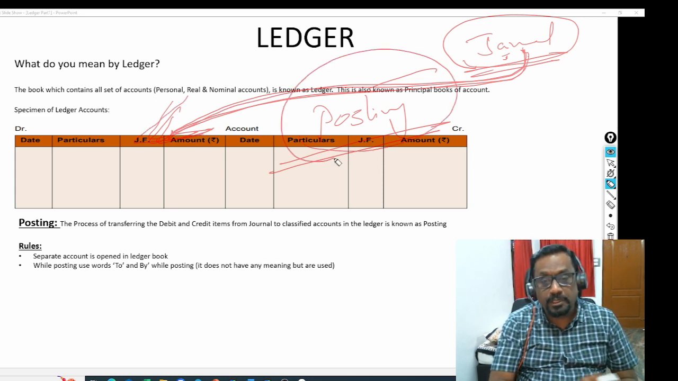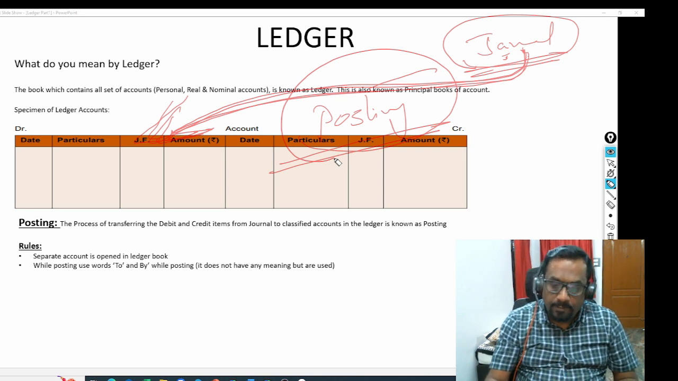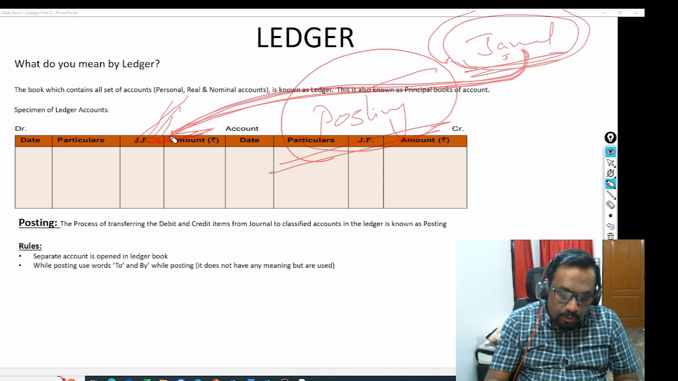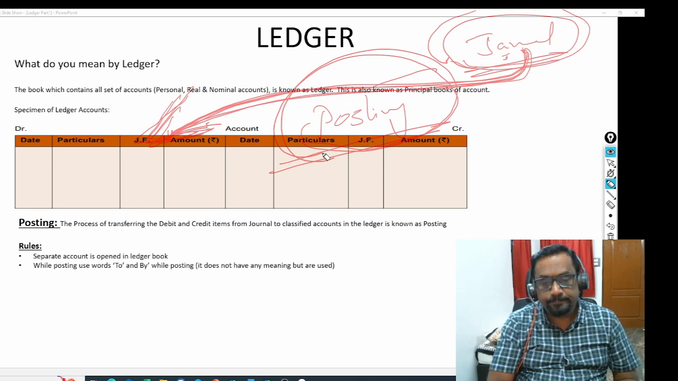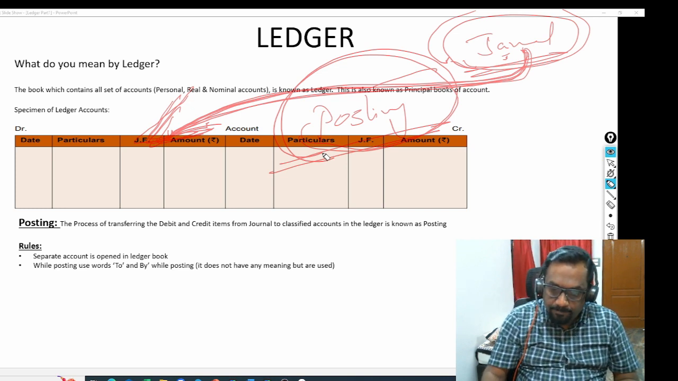What do you mean by posting? Somebody can ask you. Whatever transactions we recorded in the journal book have to be transferred to the ledger book. The transfer process is called posting. Clear? This is the meaning of posting.